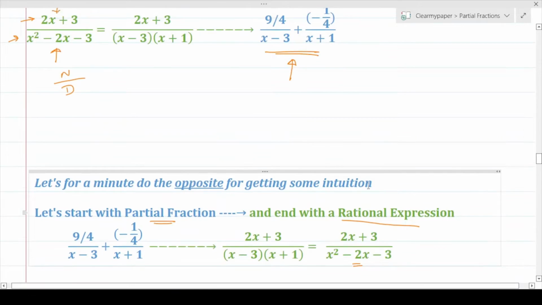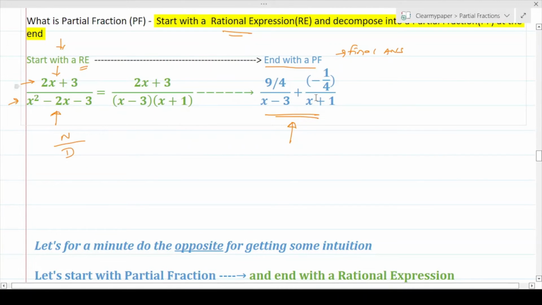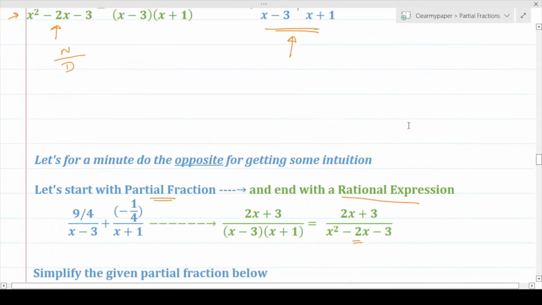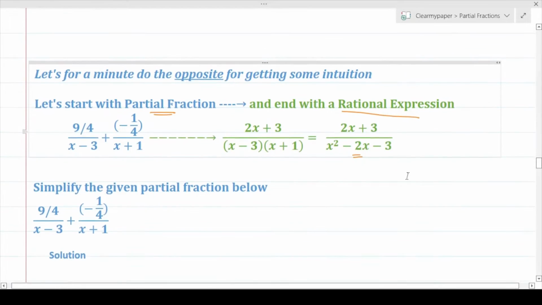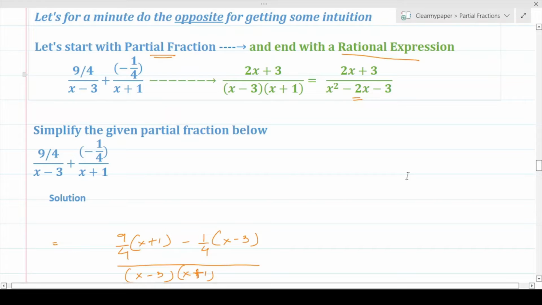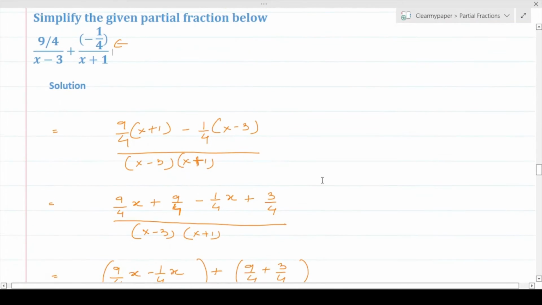So exactly the same thing that I've copied here, but in the opposite way. Instead of left to right, I'm copying it from right to left, and I've color coded it. So we are going to start with blue and end with green. Let's see what we do along the way in different steps, and then let's come back to understanding how to solve a partial fraction. So now our objective is to simplify this partial fraction below. I've rewritten it here.